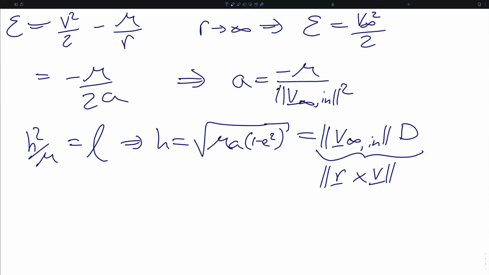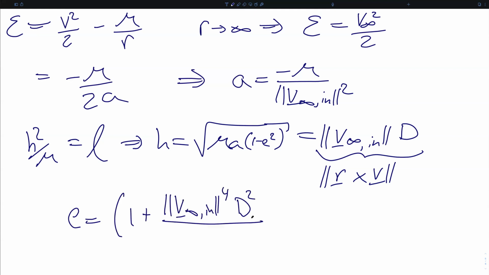And we can substitute for semi-major axis from this expression. And when we put all of that together and solve for the eccentricity, we find that it is equal to 1 plus the norm of the infinite velocity of the incoming asymptote to the fourth power times the impact parameter squared over the gravitational parameter of the central body squared, all square rooted.